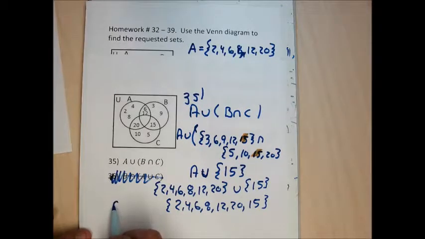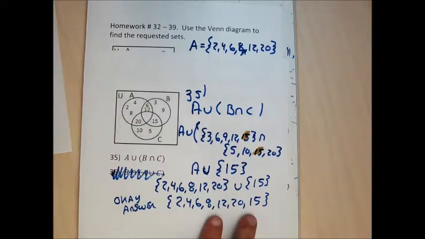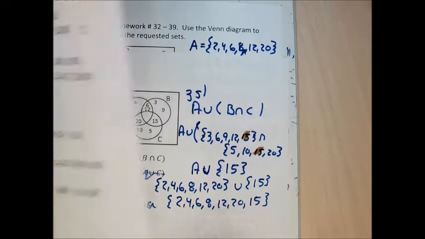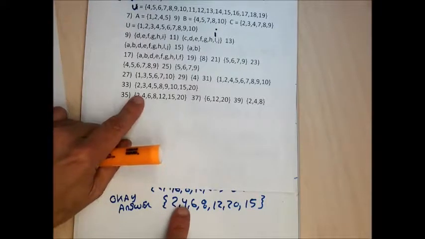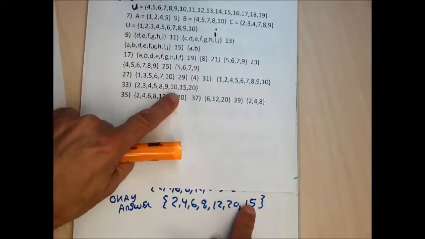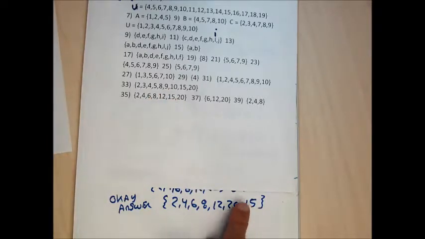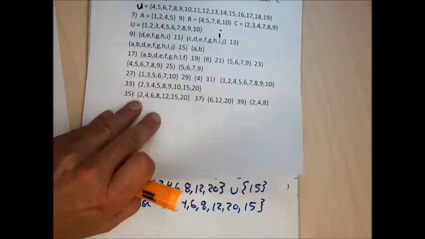This is an okay answer. As a matter of fact, I don't care to write this again so that the 15 is before the 20. You don't have to write the numbers in ascending order. When I wrote my answer for 35, I see 2, 4, 6, 8, 12, and then 15, 20, I have 20, 15. I don't care if the numbers aren't in ascending order. It wouldn't be that hard to write it in ascending order, but it's not absolutely necessary.